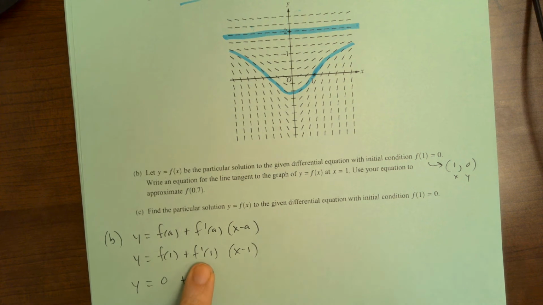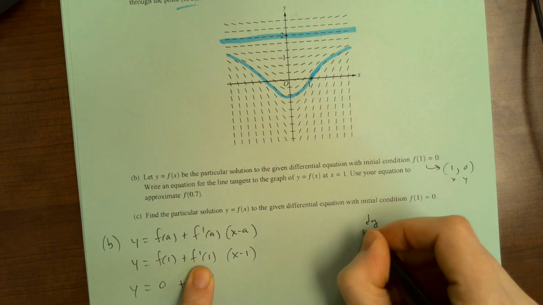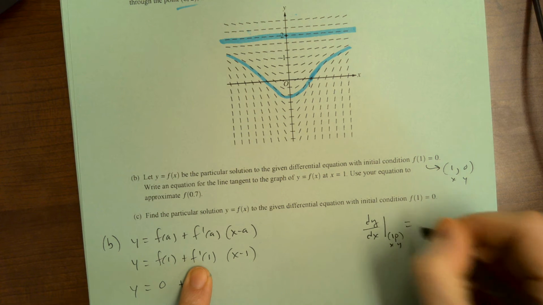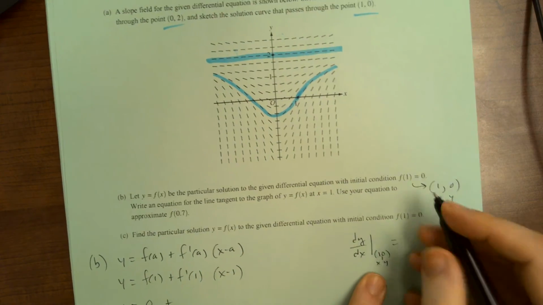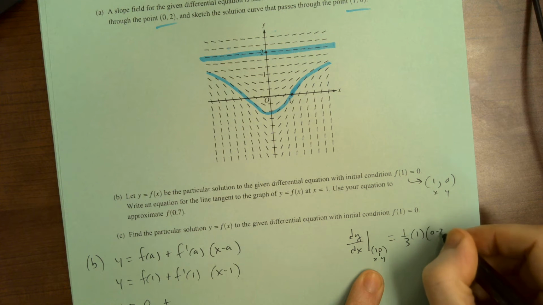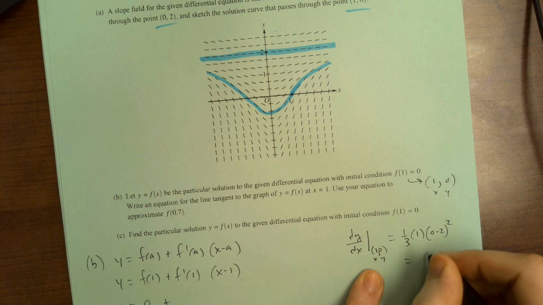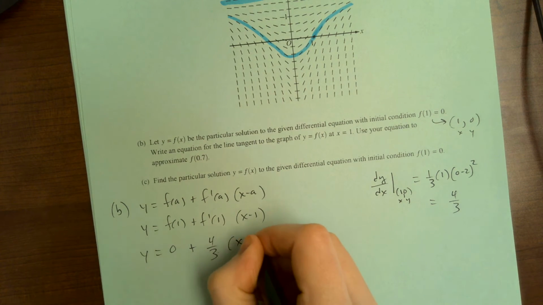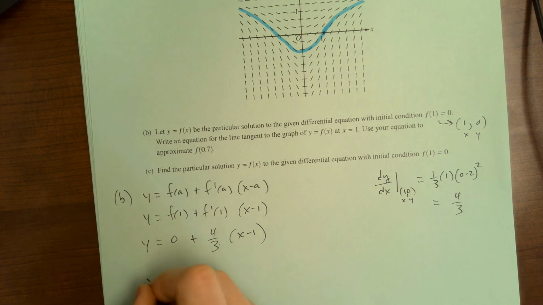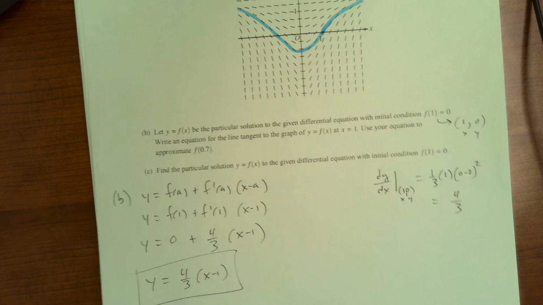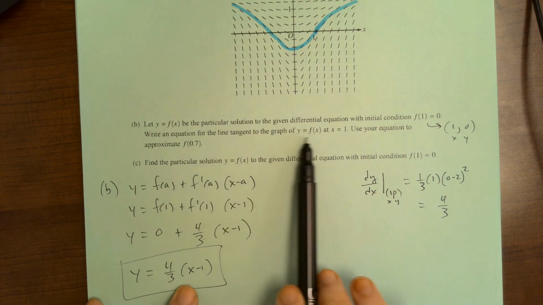F prime of 1, I've got to do a little aside. So dy dx evaluated at 1, 0, I'm just plugging 1 and 0 into there. So 1 is going in for x, and then 0 is going in for y. This ends up being 4/3 plus 4/3, x minus 1. Okay, so y equals 4/3 x minus 1. So that's part of it.